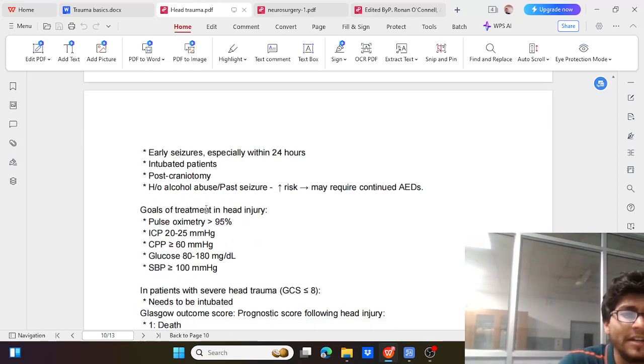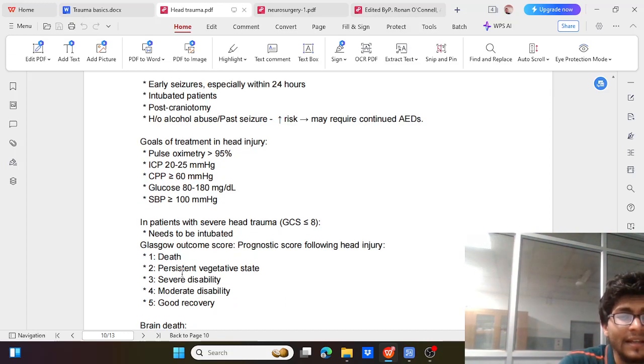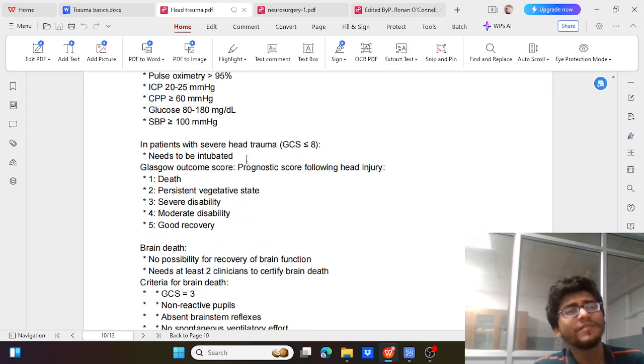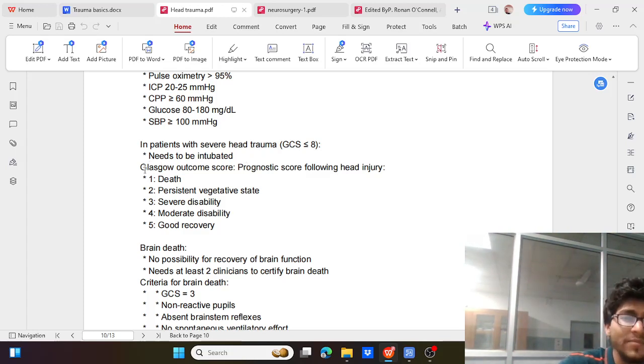So what are the goals of treatment in head injury? Oxygen saturation more than 95, ICP should be 20 to 25, intracranial pressure, then CPP should be more than 60, RBS should be around 180, BP should be more than 100. In case of young, it should be more than 110, and also in the case of more than 70 years of age group, 110. Then in patients with severe head injury, less than 8, we need to intubate the patient as soon as possible.